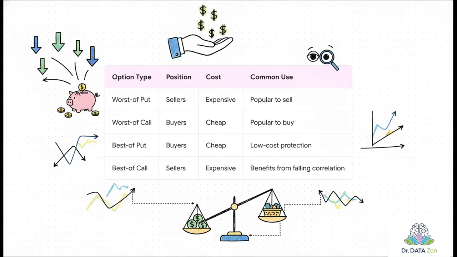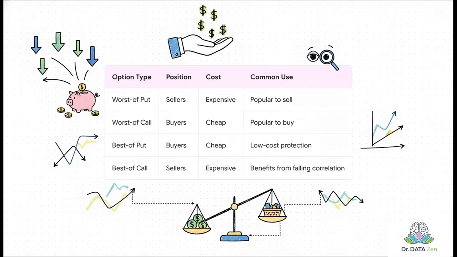Why? Because the odds of at least one stock in a basket falling are just way higher than any single one of them falling. This makes it a really attractive thing for investors to sell to collect that premium. But a worst-of call, on the other hand, is cheap because you only get paid if the worst performer actually rallies. So that's a popular way for buyers to get some cheap exposure to the upside.